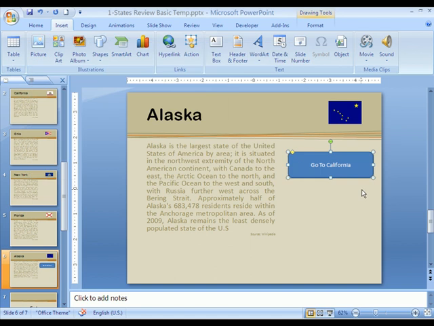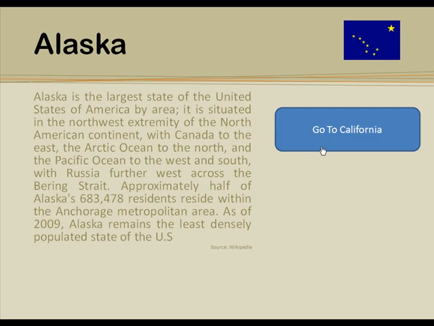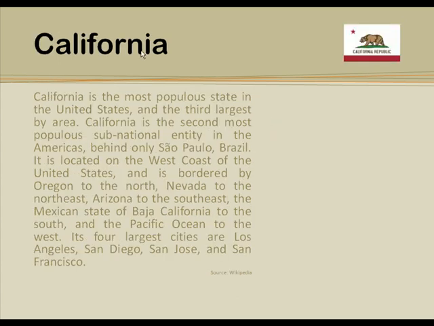Now, I can't really test my hyperlink unless I'm in the PowerPoint show itself, so I'm going to come down here and select the button to start the PowerPoint show. I see my button, and you can see now there's that kind of pointed finger on the button. I click that, and it goes to California, exactly where I wanted it to head. To get back to my project, I just simply hit Escape.